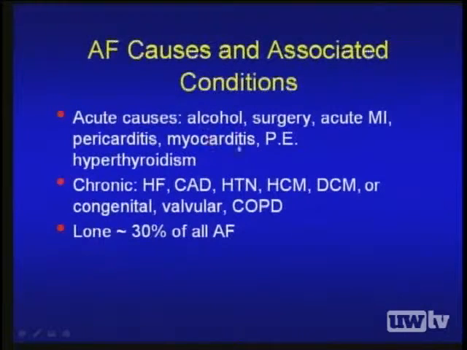There are both acute and chronic conditions that are associated with atrial fibrillation. Some of the acute conditions include alcohol, post-op surgical, acute myocardial infarction, pericarditis or myocarditis, or pulmonary emboli, as well as, of course, hyperthyroidism. Chronic states associated with atrial fibrillation include heart failure, coronary disease, hypertension, both hypertrophic and dilated cardiomyopathies, congenital and valvular heart disease, and can also be seen in patients with pulmonary disease.